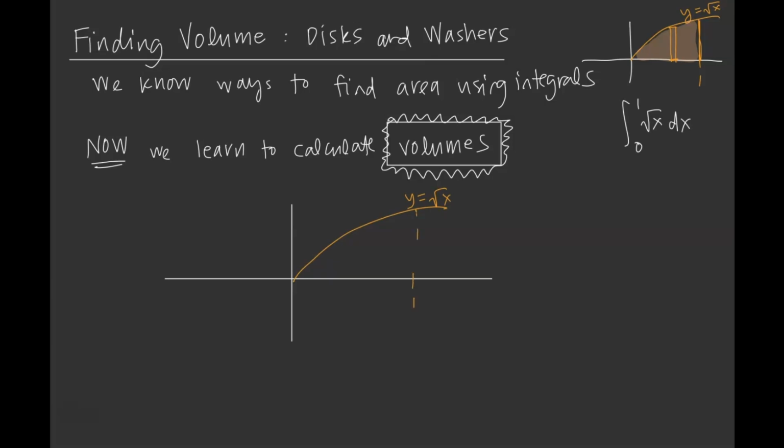But this time, instead of this two-dimensional area that we want to calculate, we're going to take this region of area and rotate it around the x-axis. And as we're rotating it, we're going to create a solid object.